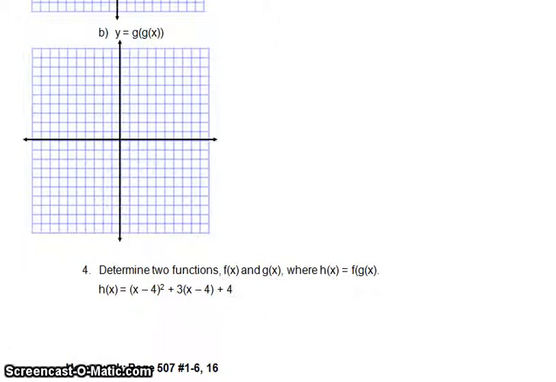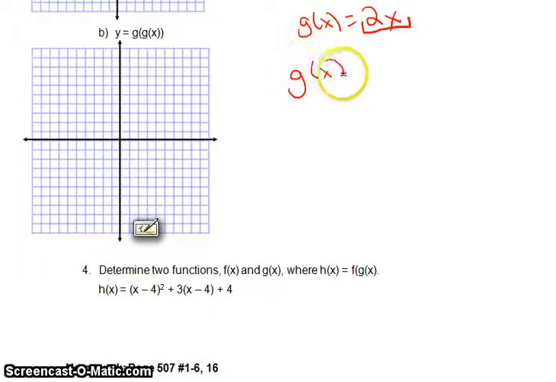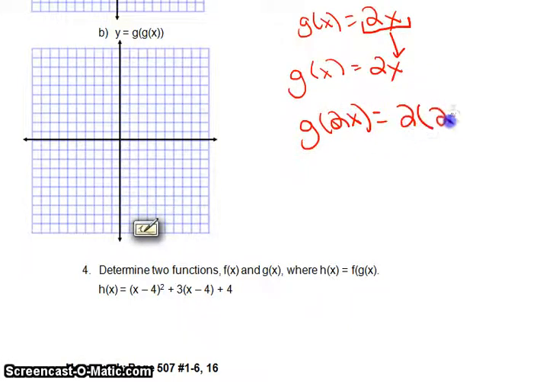Alright, so for part B here, we're going to be taking g of x and substituting it into its own function. So here we have g of x equal to 2x. Now we're going to substitute 2x in for x. It's technically g of 2x, which is equal to 2 times 2x, which is equal to 4x. So this one will be nice. We know that it has a degree of 1, so it'll be a nice linear function.